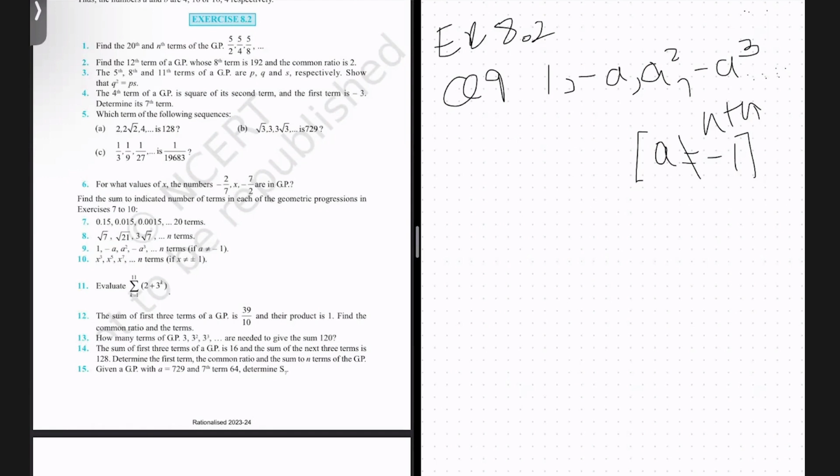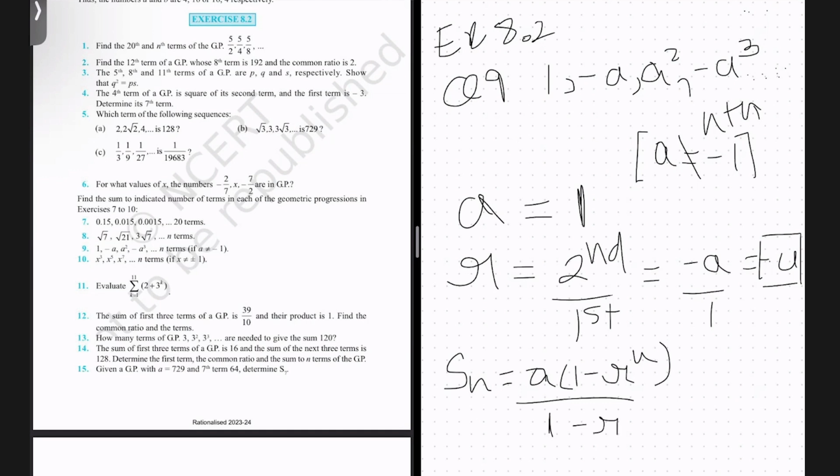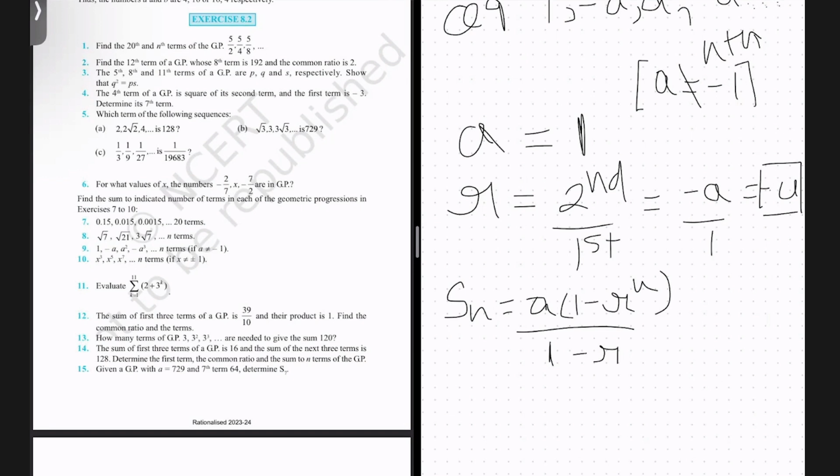Now, in this particular GP, you have the first term, let us denote that by a, as 1. And r is nothing but the second term divided by the first term. Again, the common ratio is minus a. So Sn is nothing but a times 1 minus r raised to the power n upon 1 minus r. Plugging in the values of a as 1 and the common ratio as minus a, the Sn that you are going to get is 1 minus (minus a) raised to the power n upon 1 minus (minus a).